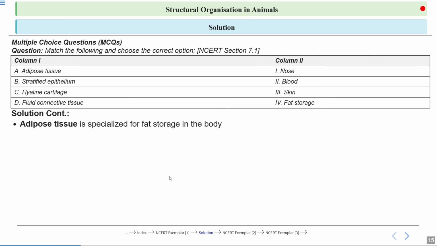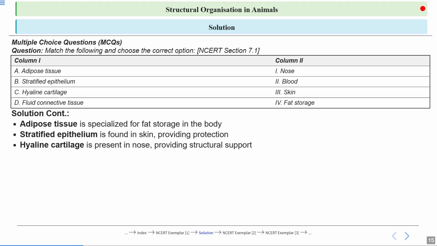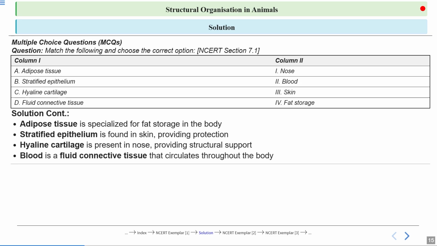Adipose tissue is specialized for fat storage in the body. So wherever the adipose tissue is there, the fat globules can be stored in it. Stratified epithelium is found in the skin and provides protection. Hyaline cartilage is present on the nose and provides structural support to the nose. And the blood, which is also called a fluid connective tissue, helps in the circulation of nutrients and oxygen along with the blood.